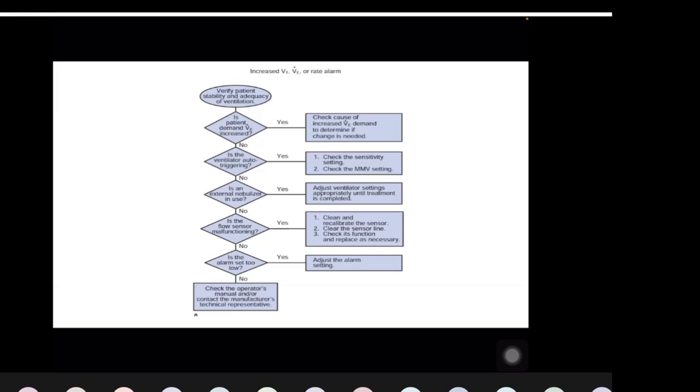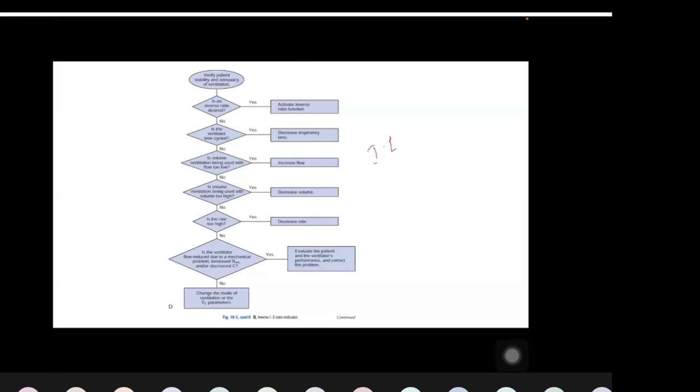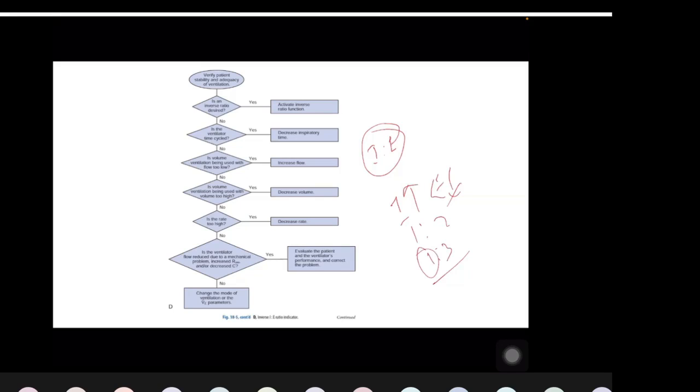Now, coming to the IE ratio. There is a concept known as inverse ratio ventilation, which is primarily applied in refractory hypoxemia in ARDS. I'm not going into details regarding that. Inverse IE ratio means the inspiratory time will be higher and the expiratory time will be lower. Normally what we set is a 1:2 or 1:3 ratio, but here the inspiratory time will be increased. Whenever we change the IE ratio to an inverse ratio, typically an inverse ratio alarm will sound. But if we are doing it for refractory hypoxemia, it's well and good.